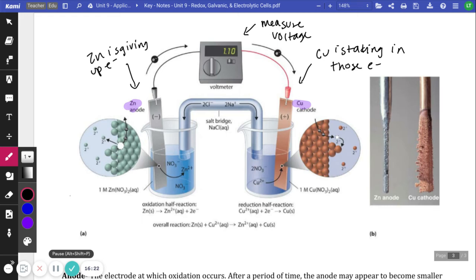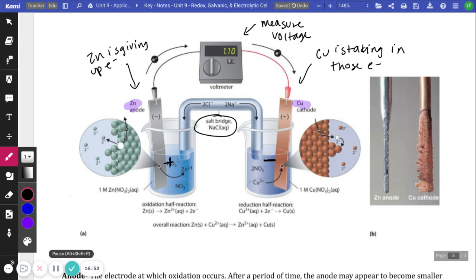All right, now if this continued, if we just started this, what would happen is this reaction would start, but it would stop almost immediately because we would have a really big buildup of negative charge over on the side of our copper where it's gaining all of those electrons, and we would have a really big charge of positive over where zinc is giving up those electrons. And so we would get stuck essentially. And that's where the salt bridge comes in.